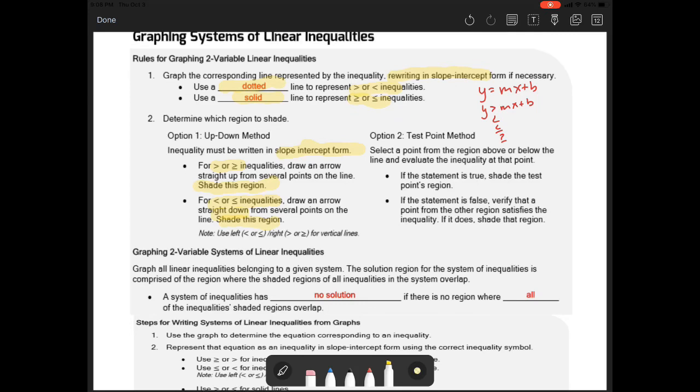Your test point, we're not really going to do that one as much. It's basically selecting a point from the region above or below the line and evaluating the inequality at that point. This one's a lot more work, and I would suggest you sticking with the other method.